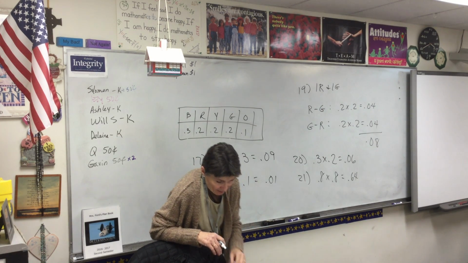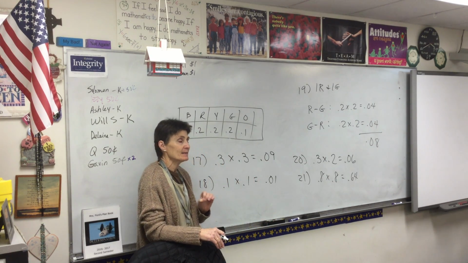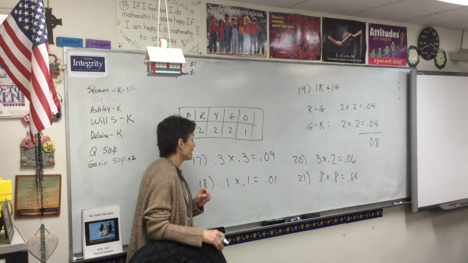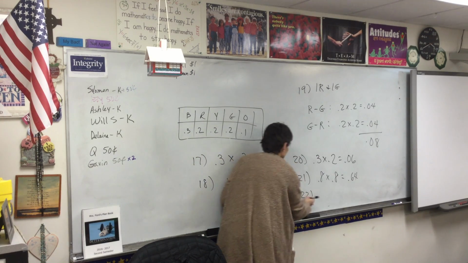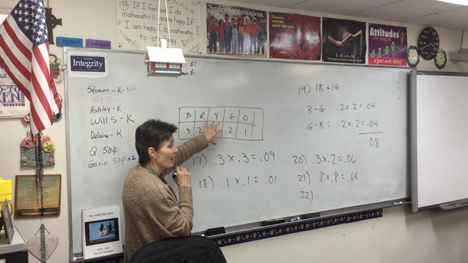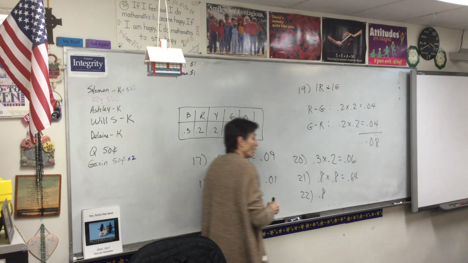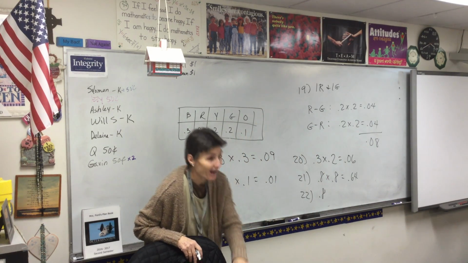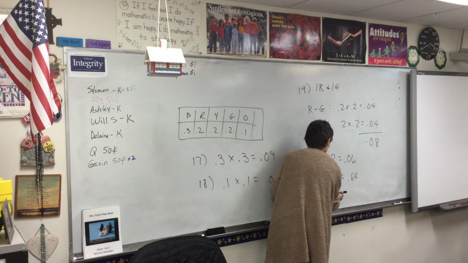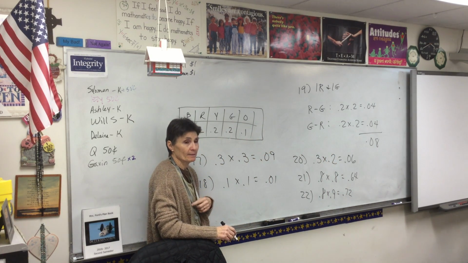One more. The first is not red, and the second is not orange. The first one is not red. Okay, so let's deal with that. Not red would be what? What's your probability of not red? 0.8. What's your probability of not orange? 0.9. So the answer to the question is 0.8 times 0.9.